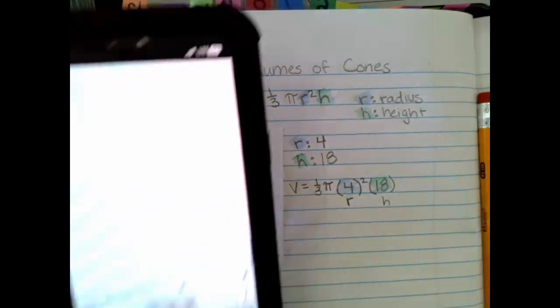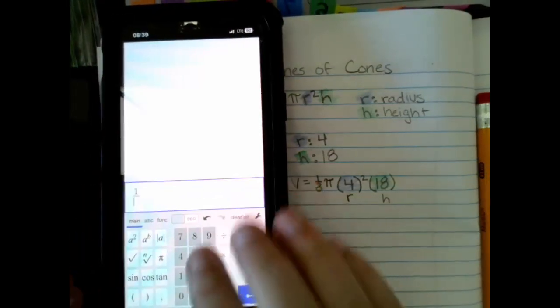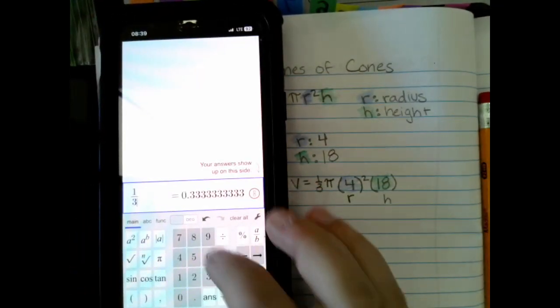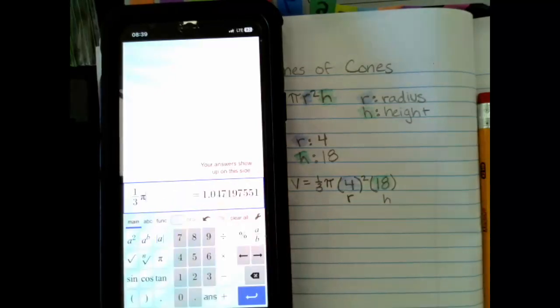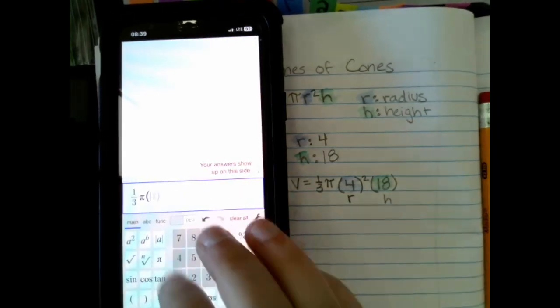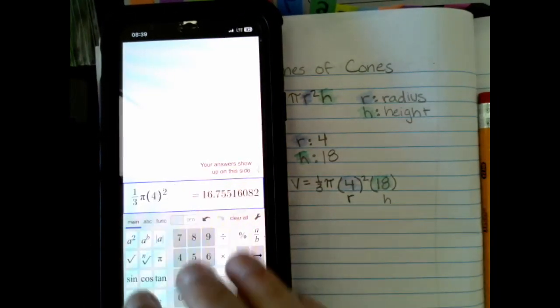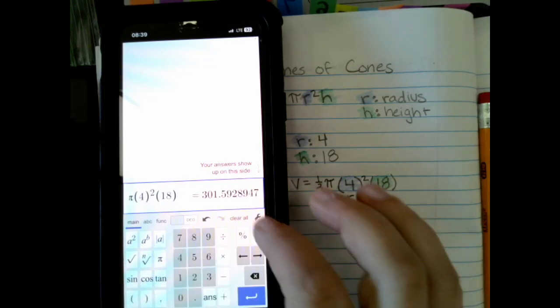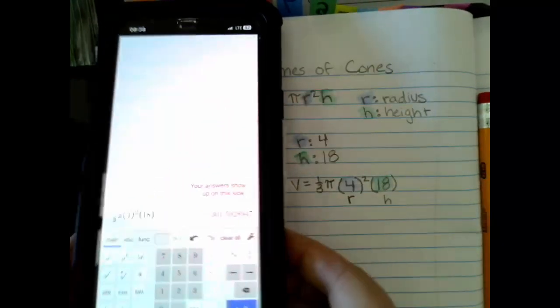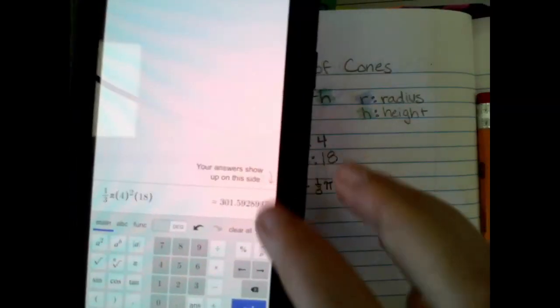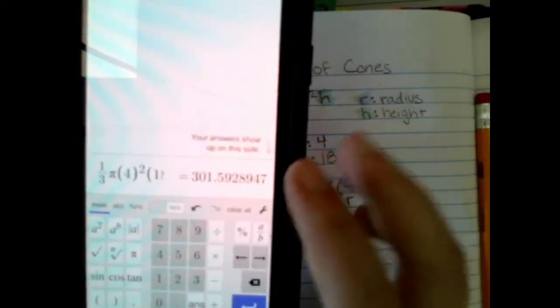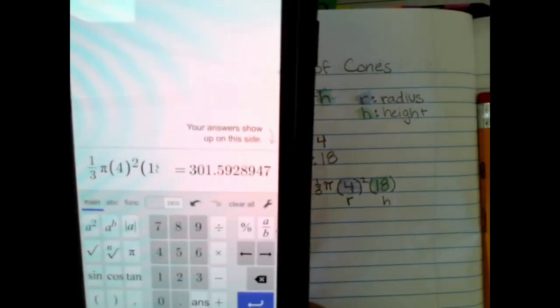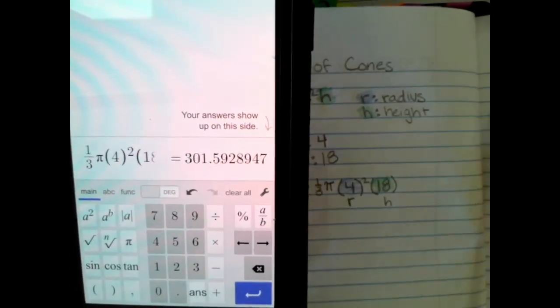Alright, so then we throw that into our calculator. 1/3 times pi, parentheses, 4 squared, parentheses 18. Okay, it cuts it off again because I'm using a bigger font, so just a heads up if you're like, Miss Merle didn't type it all in, I did. Alright, 301.5 or 301.6? Good, 0.6.